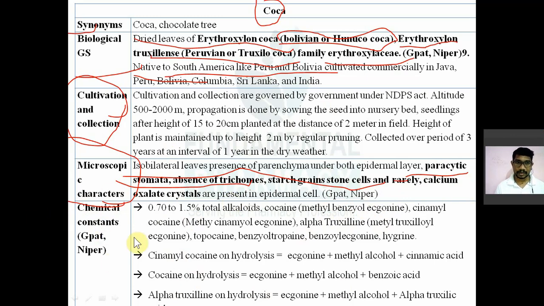Now chemical constituents are very important. It contains 0.7 to 1.5% total alkaloids. Mainly cocaine, which is nothing but methyl benzoyl ecgonine. Then cinnamyl cocaine is second, which is nothing but methyl cinnamoyl ecgonine. And then alpha-truxillines. Three types of alkaloids are there in coca: first cocaine, second cinnamyl cocaine, and third alpha-truxillines.